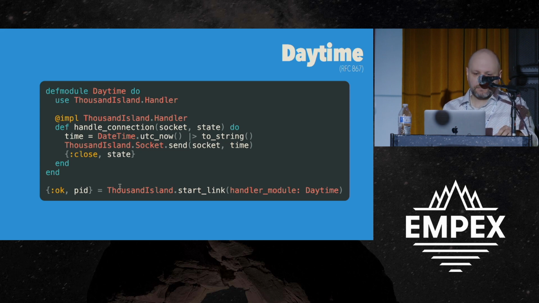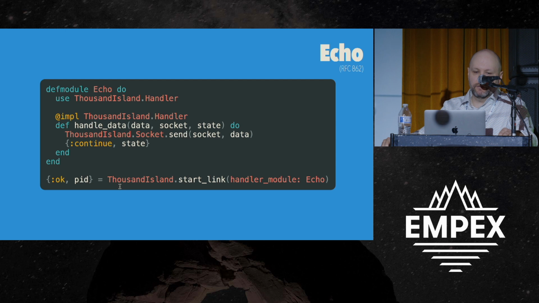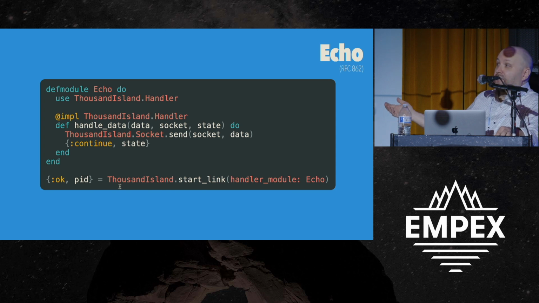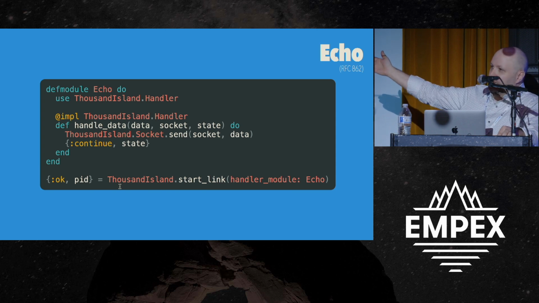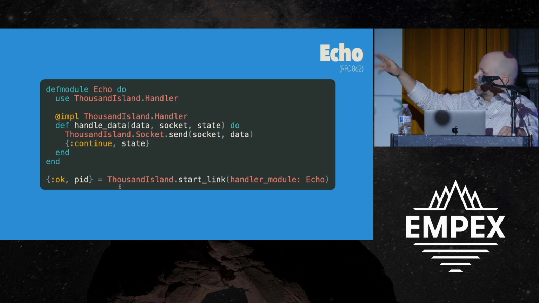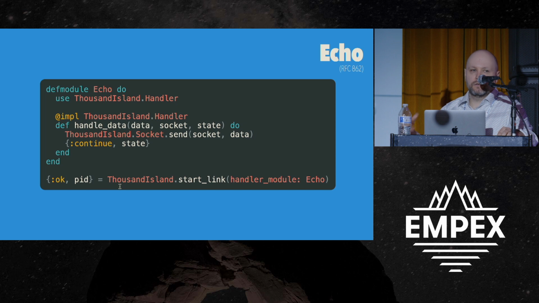Another old gem here is the echo protocol. This one says that the server should stay silent and only return data back to the client when the client sends it data. So if the client sends ABC, the server echoes ABC right back to the client and continues doing that until the client closes the connection. So we can implement that here, perhaps unsurprisingly, by overriding the handle_data function, and then the data that's passed into us, we immediately turn right back around and send it to the client, again via ThousandIsland.Socket.send, and we return continue to tell Thousand Island to keep the socket open.